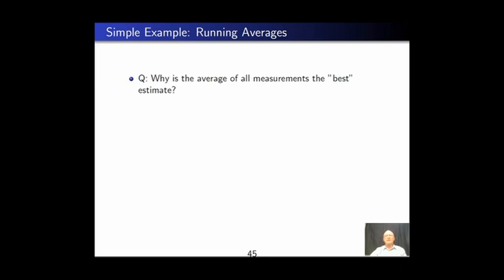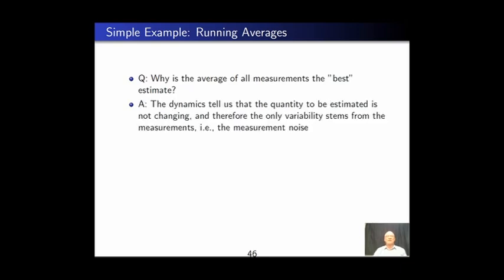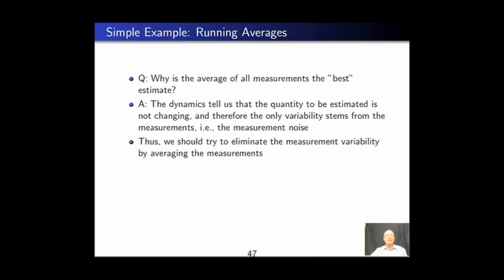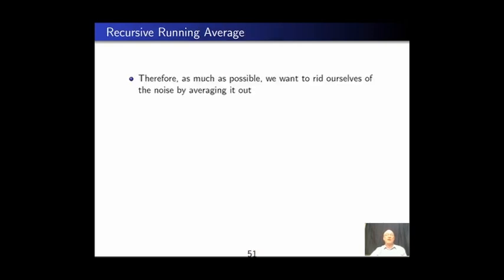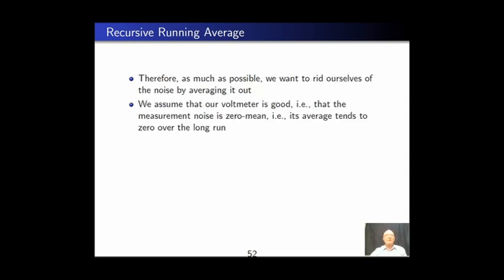So why is this average the best estimate? Well, as we said before, the dynamics tell us that the quantity is not changing, and therefore the only variability that we should be seeing comes from the measurements themselves, i.e. the measurement noise. So we should try to eliminate that measurement variability by averaging the measurements. And of course, in this example with the constant dynamics, x hat at time k adds the new measurement and averages over all the previous k measurements. Or I should say k minus 1 measurements. Therefore, as much as possible, we want to rid ourselves of the noise by averaging out.